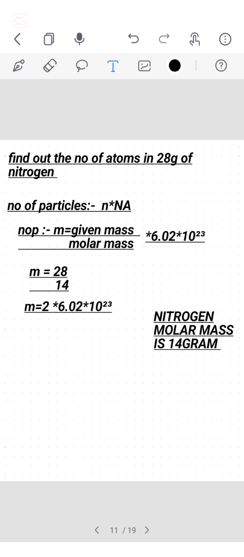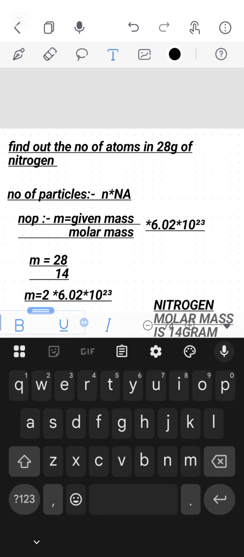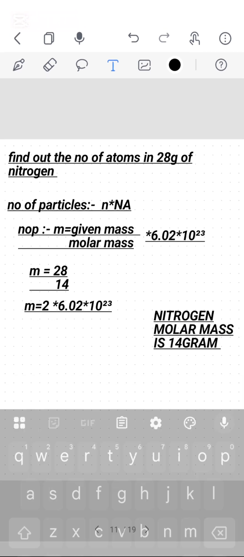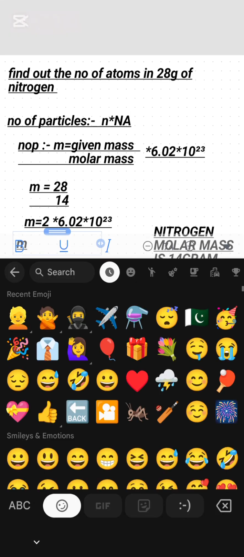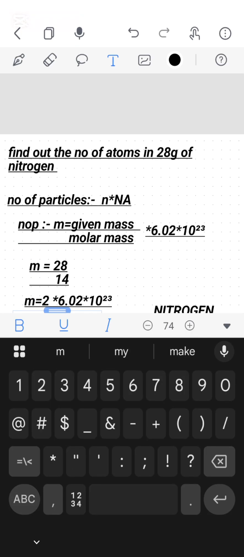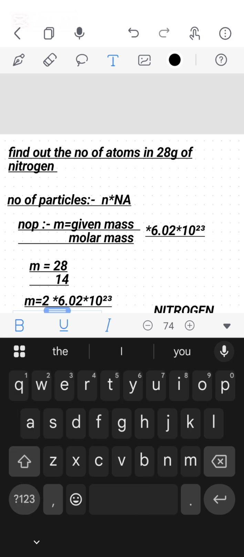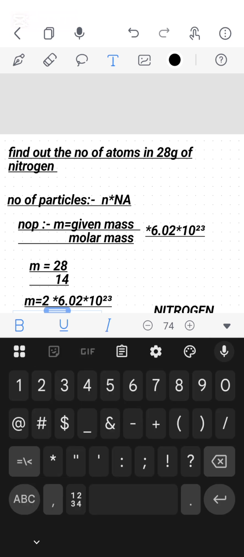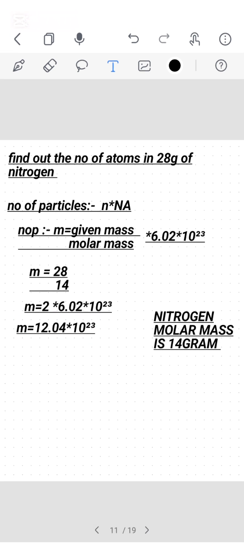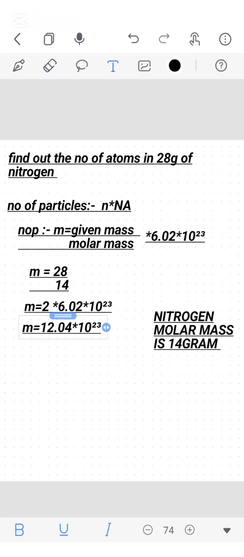Okay, so now we will be multiplying 2 with 6.02. The value will become 2 multiplied by 6.02, which would be 12.04. Okay, so 12.04 multiplied by 10 to the power 23. So that isn't our answer.